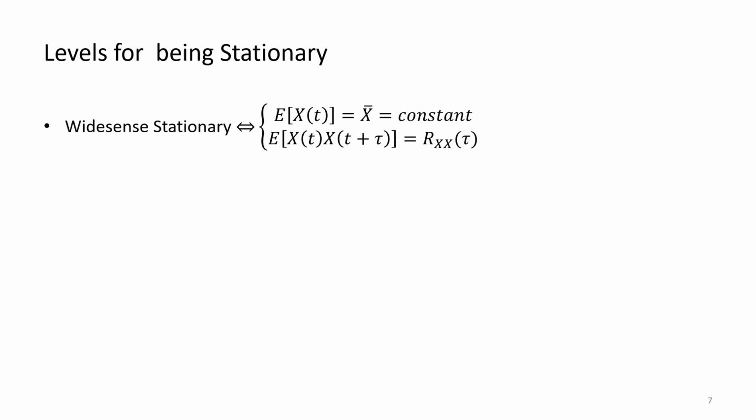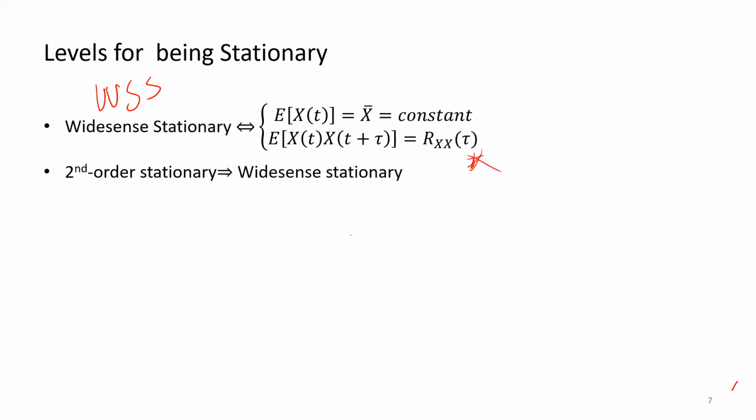So we can summarize these levels of being stationary. We call it wide sense stationary, WSS, if the mean is constant and the correlation is a function of time difference. It's not a function of t. There is no t here, so it's not a function of time. We call it second order stationary, which is a higher level than wide sense, if the joint PDF does not change with 2 time instances. Of course, second order stationarity guarantees wide sense stationarity. It's something bigger, but not the reverse.